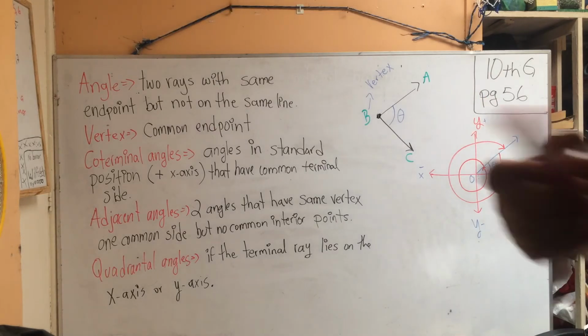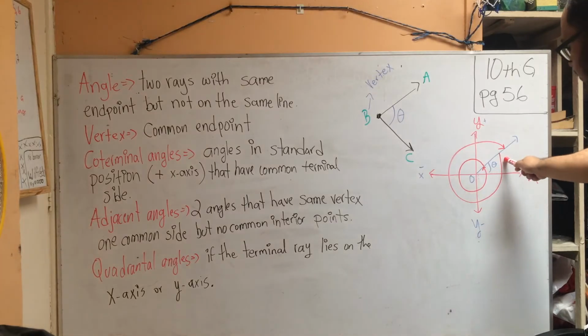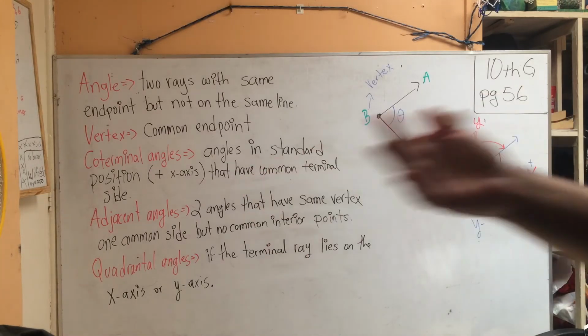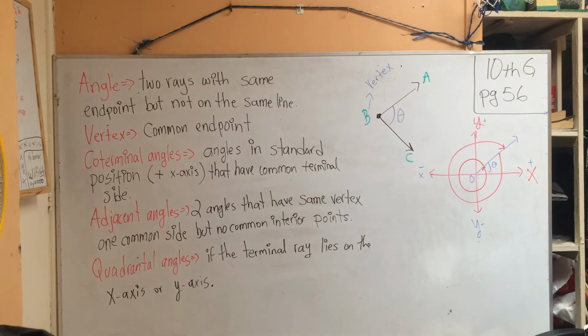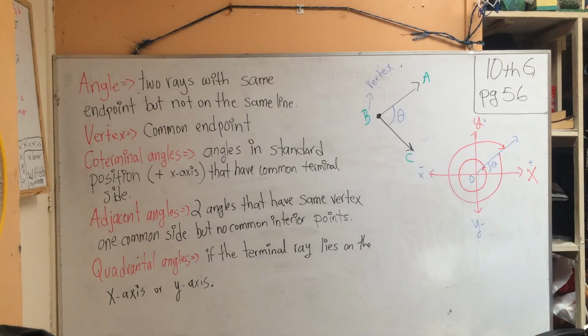So let's say that the measurement of this angle is 30 degrees. If theta here is 30 degrees, that means that the coterminal angle here is 30 minus 360, because remember that the measurement of the whole coordinate plane is 360. So if we have 30 for theta, that means that 330 is going to be the measurement of one coterminal angle, and the other one is going to be 30 degrees plus 360, which would be 390.